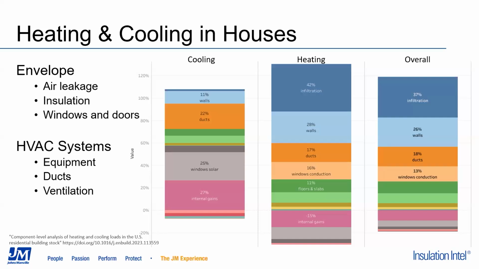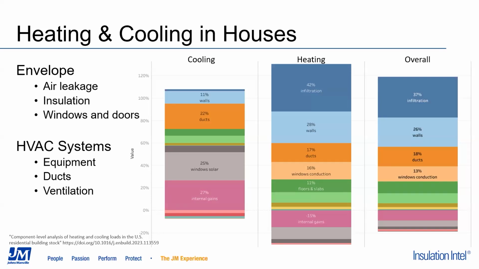Looking at what drives these heating and cooling loads in our houses, the left column is cooling, center is heating, right is overall. We see right away air infiltration, which would be air leakage, plays a huge role, as does the heat that we lose or gain through our walls, that's the light blue, through our floors, that's the dark green, and our roofs, that would be the light green bars.